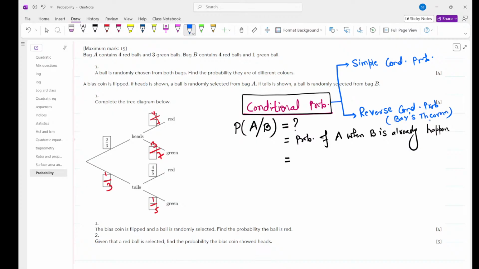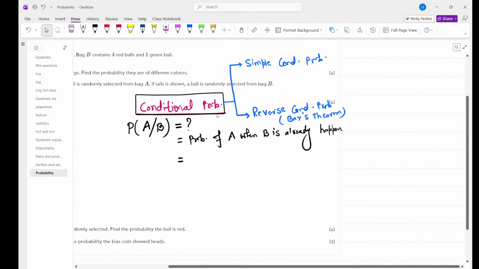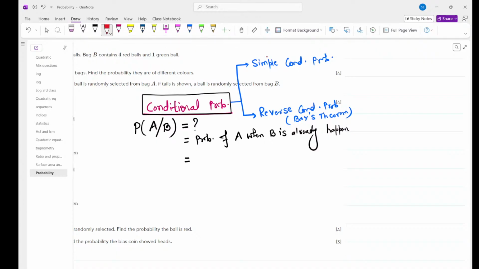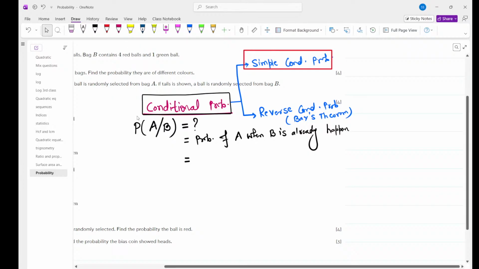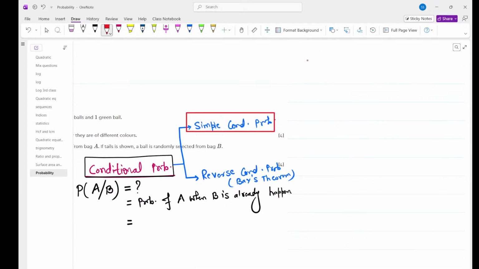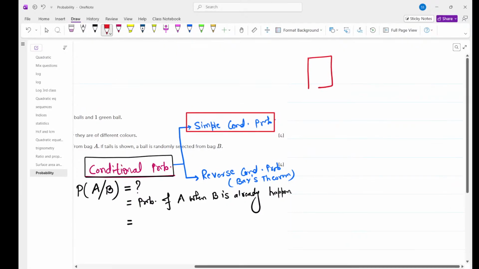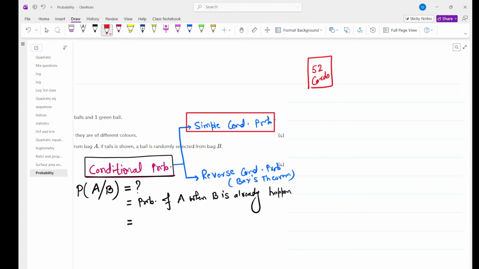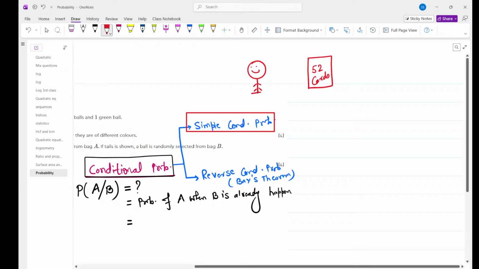No. Okay, so let me introduce. What is simple conditional probability? Let us take an example first. Suppose there is a deck of 52 cards, and there are two friends, A and B.